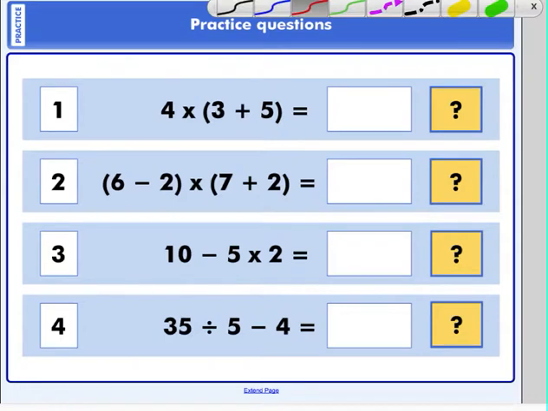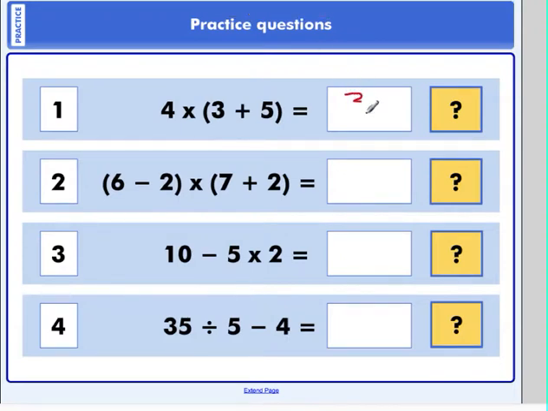Okay, now you should have solved these problems. Our first one is 4 times 3 plus 5. We need to do 3 plus 5 first, and we get 8. Then we do 4 times 8, which is 32. So did you get 32? If you did, good job of following the order of operations.